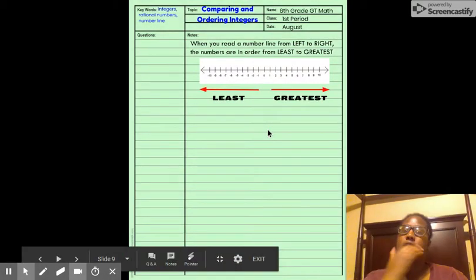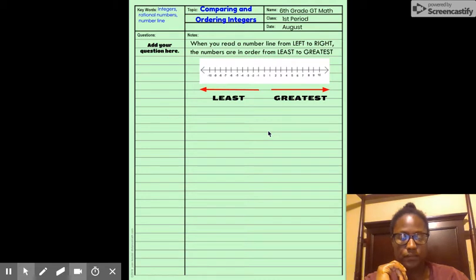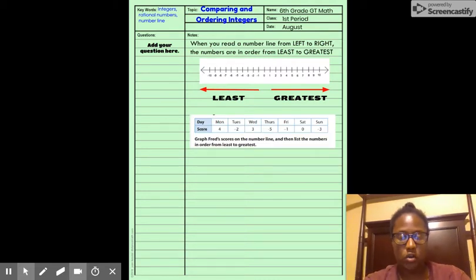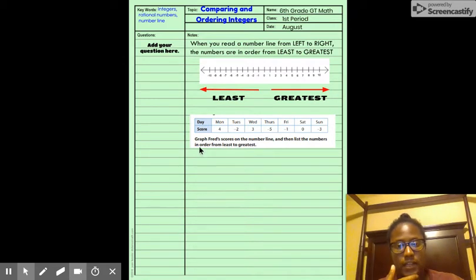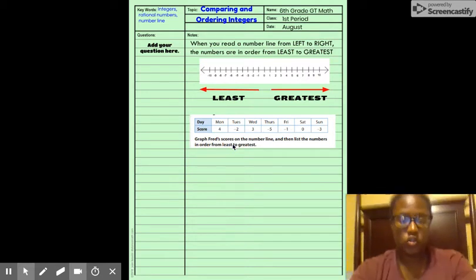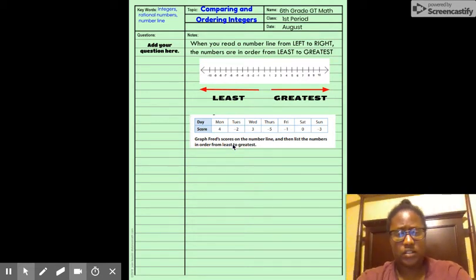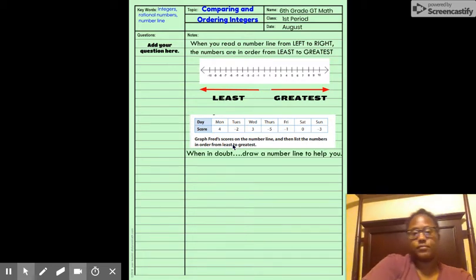Okay, and then the further right you get, the larger the numbers are going to be. All right, so go ahead and draw this graph or this table. You don't have to write the graph Fred's scores part. Just make sure you draw the table, or just list the numbers. It says graph Fred's scores on the number line and then list the numbers in order from least to greatest. All right, so when in doubt, draw a number line.